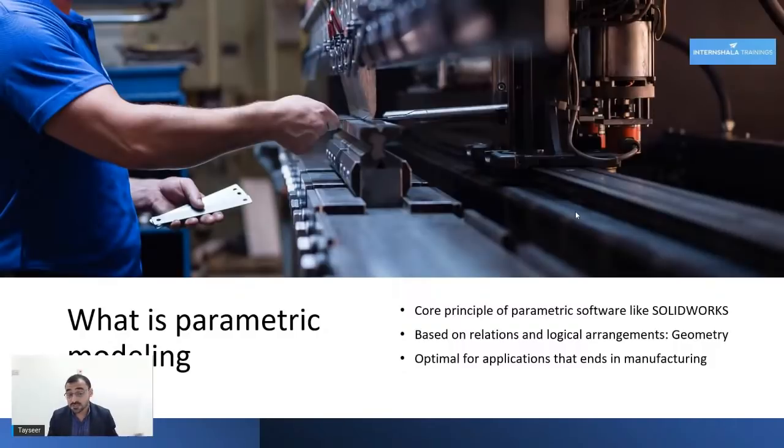Or you have a line of a certain length of maybe 1 or 10 millimeters. That, again, is also another parameter. It is a sort of logical geometrical arrangement. And the 3D modeling with parametric approach is very ideal for applications that end up in manufacturing.